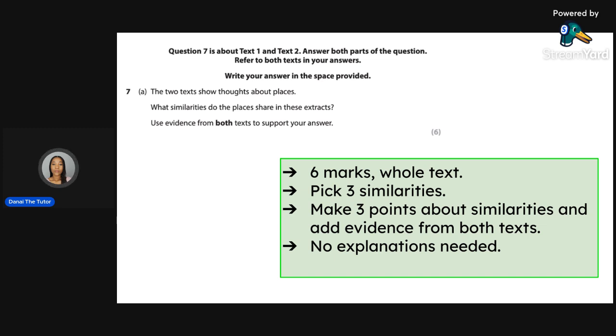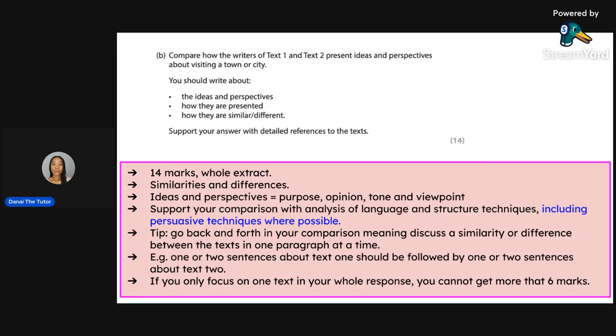You don't need to explain in this question, but you make your 3 points, you give your example, and then you move on to the next question. So just make sure that you have 3 similarities and a quote from each text to prove the similarity. And that's question 7A. And as you'll see, it's a bit of a warm-up to 7B.